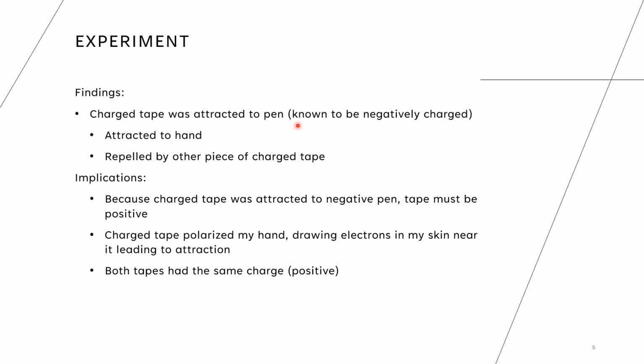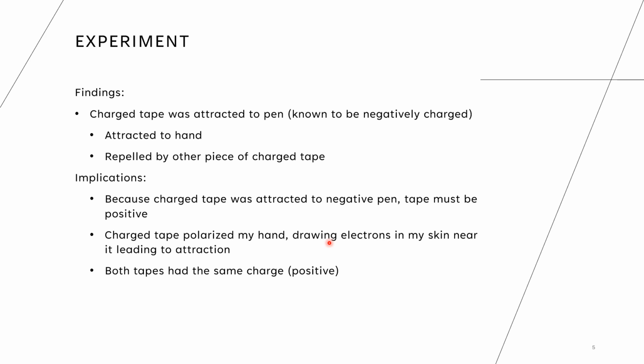And I found that the charged tape was attracted to the pen, which is known to be negatively charged when rubbed in your hair. So the tape was also attracted to my hand and repelled by the other piece of charged tape. So this means that because it was attracted to the negative pen, the tape has to be positive.